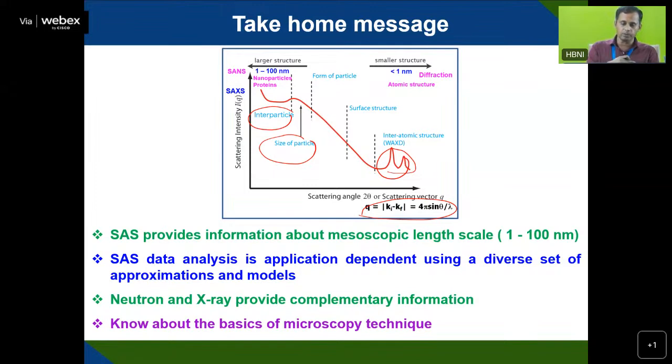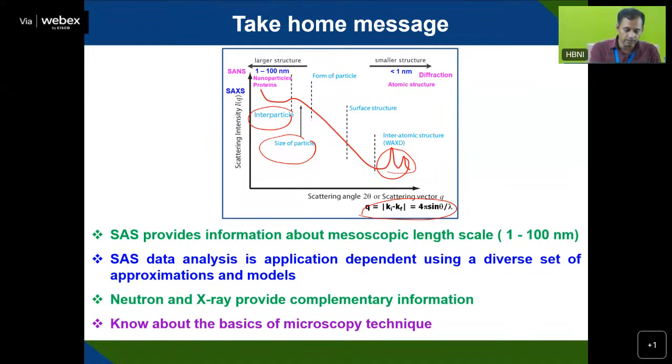Both SANS and SAXS are complementary to each other, so you get complementary information. For example, I showed CTAC and CTAB, and how SAXS can be used to get information on both the head as well as the hydrocarbon tail group. In the case of SANS, you can get information only about the hydrocarbon chain.